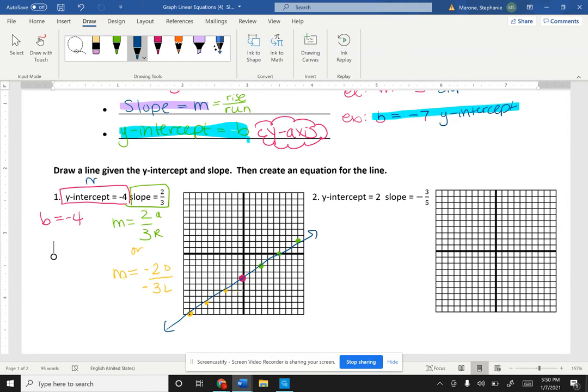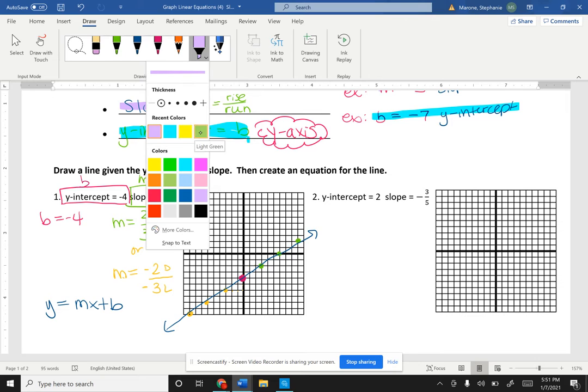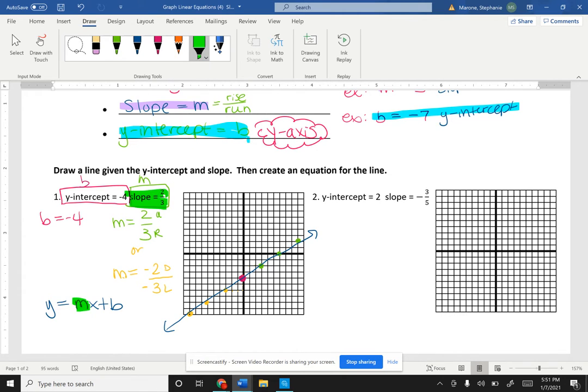So our line is this line here. So we have the y-intercept is -4 and the slope is 2/3. Well, if y equals mx plus b, the y-intercept is b and the slope is m. So wherever I see the slope, I put m, or 2/3.